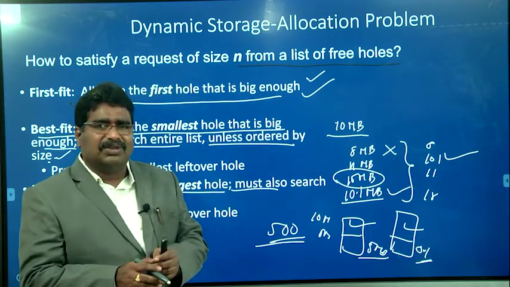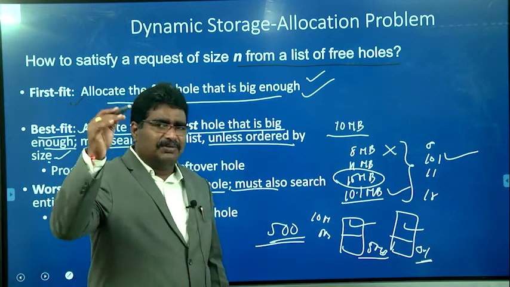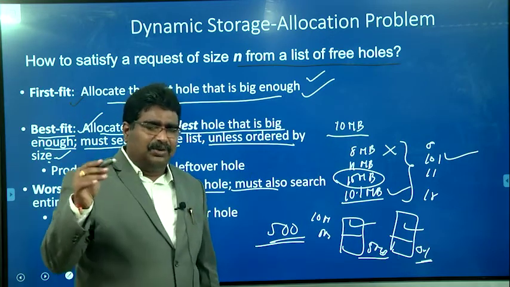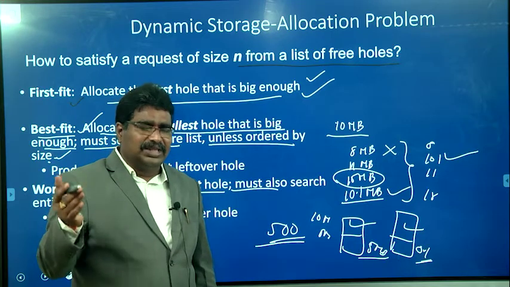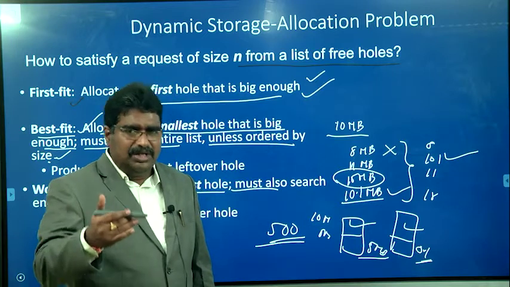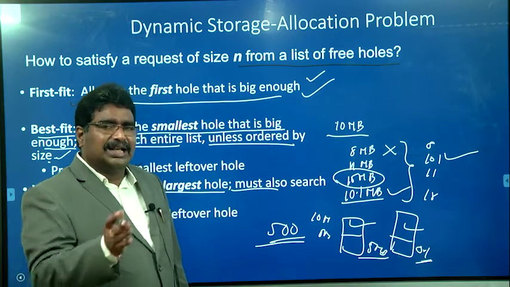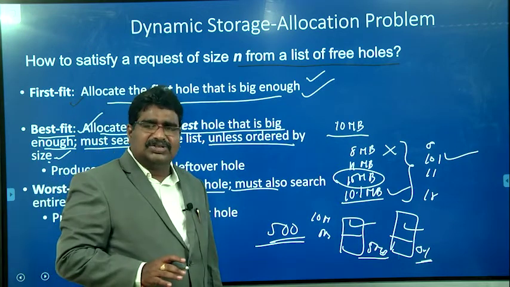What is the advantage of the first fit? There is no need to search the entire free space list. It starts from the beginning and simply verifies the first free hole. If it is more than enough for the required process, it is directly allocated. If it is not enough, it goes to the next free hole, and the next one. Whenever a free hole is sufficient, the memory is directly allocated. No need to search the entire list.